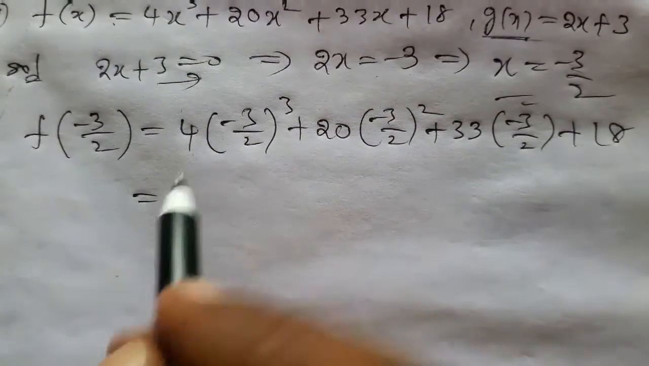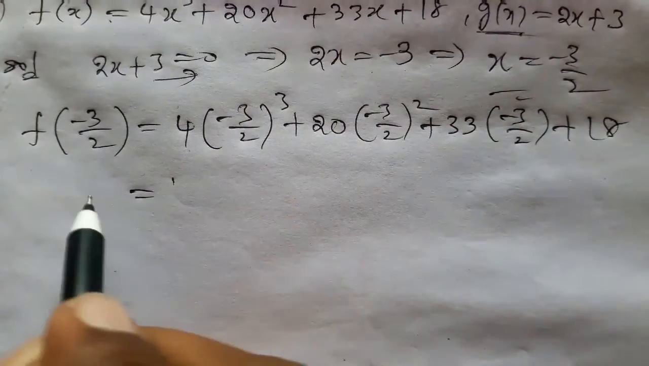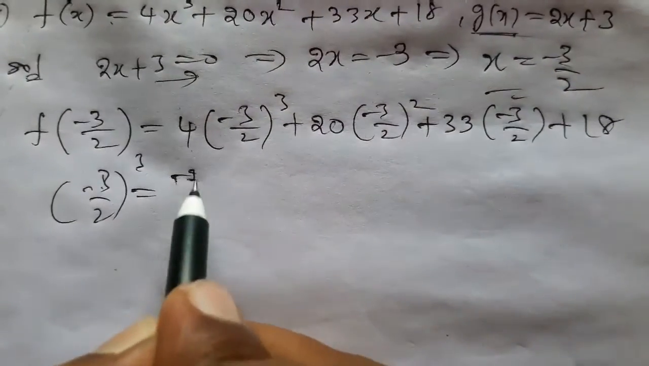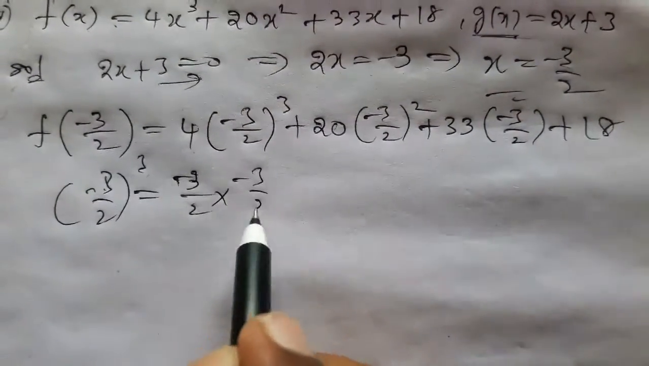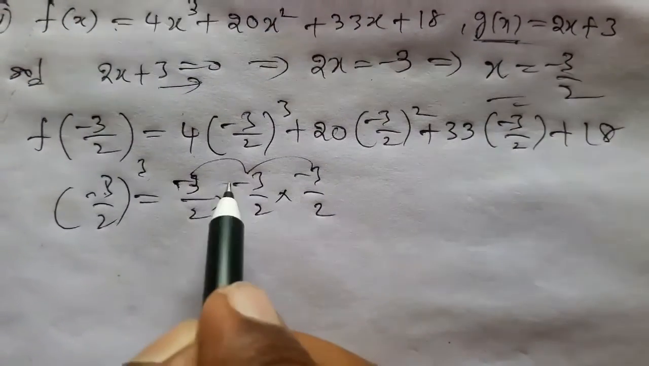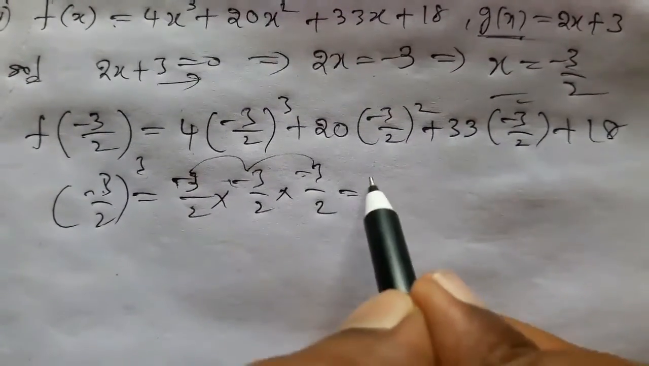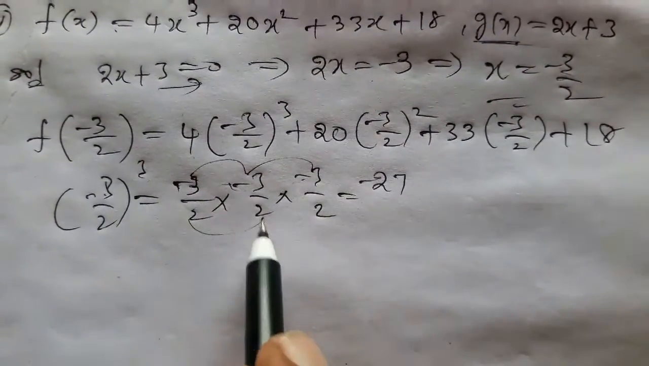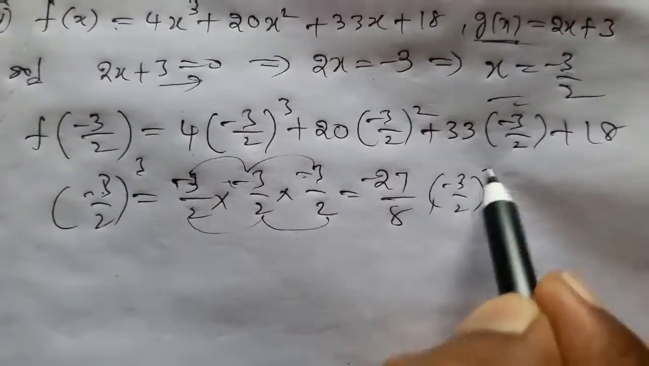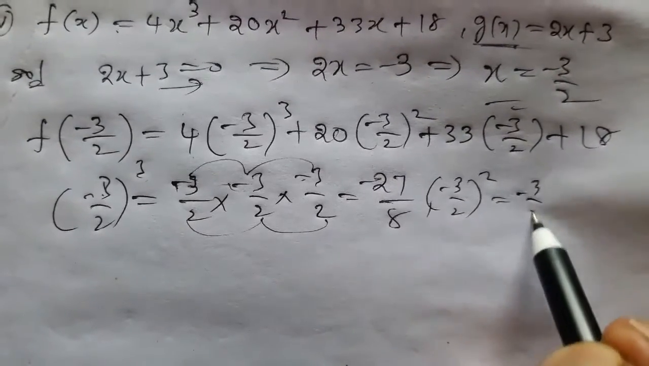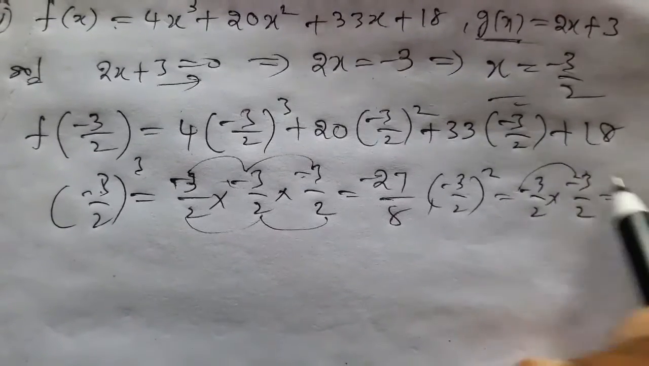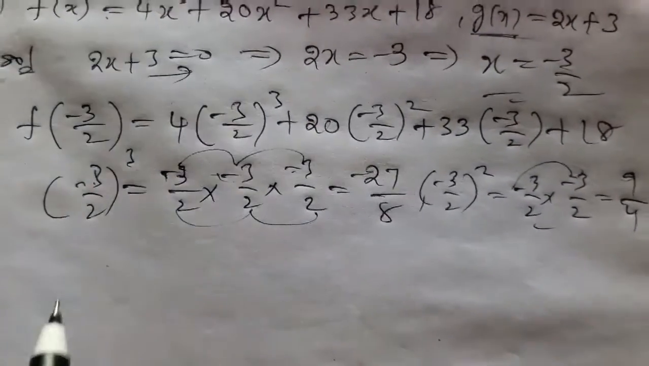See here, minus 3 by 2 whole cube means this 3 by 2 multiplied how many times? 3 times, isn't it? See here, 3 3s are 9, 3 9s are 27. Minus into minus is plus, plus into minus becomes minus. So minus 27. 2 2s are 4, 4 2s are 8. Minus 27 by 8. Now minus 3 by 2 whole square, that means minus 3 by 2 multiplied how many times? 2 times. Minus into minus becomes plus. 3 3s are 9, 2 2s are 4, 9 by 4.